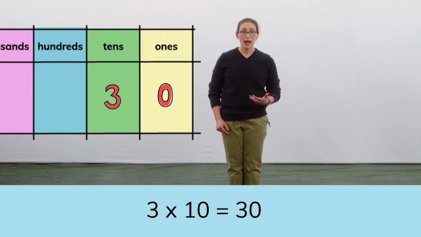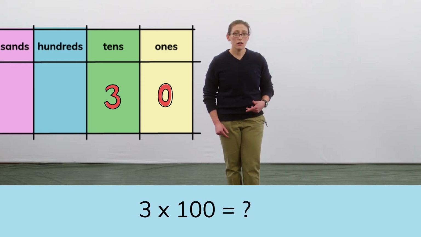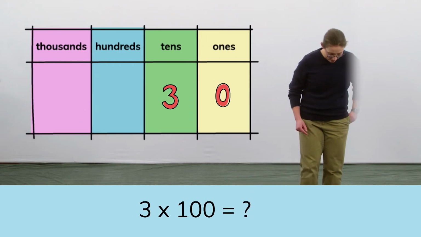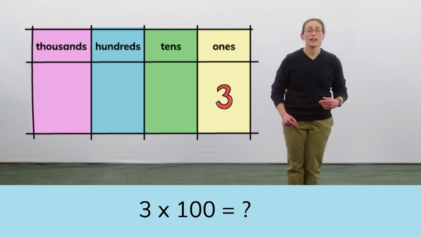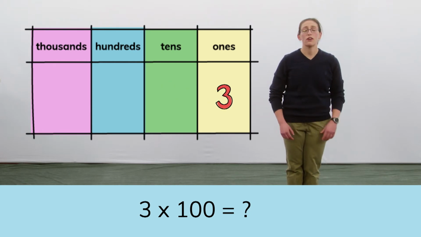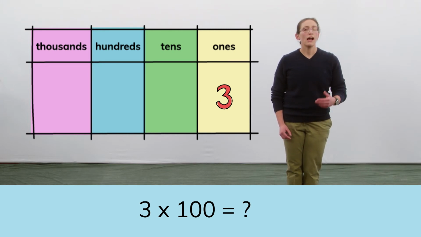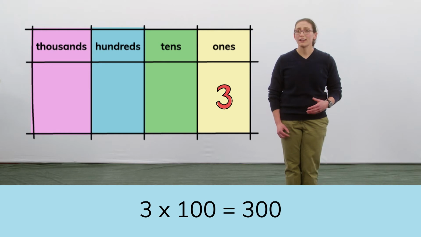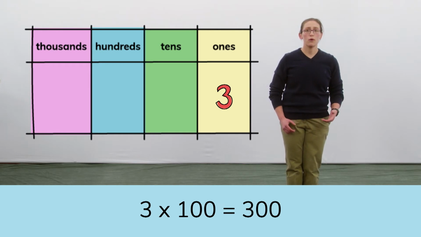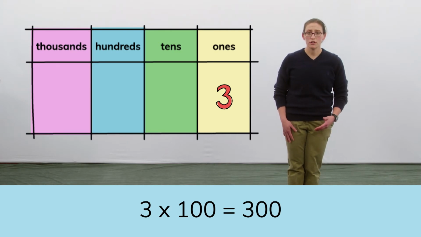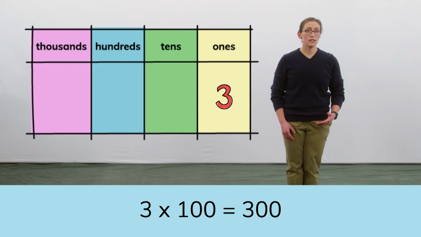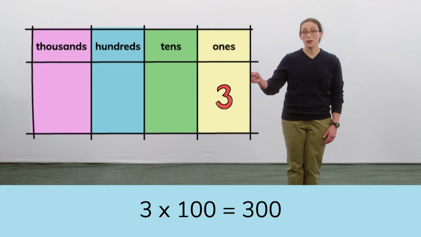Now, let's see what happens if we do that with 3 times 100. So slide back down to the ones place. And let's think about what is the product of 3 times 100. Can you share that with me? I heard someone say 300, and I heard someone else say 3 100s. Those are both great ways to share the product of 3 times 100. We know it's 300 because another way to say 3 times 100 is 3 groups of 100. So I have 100, 200, 300.